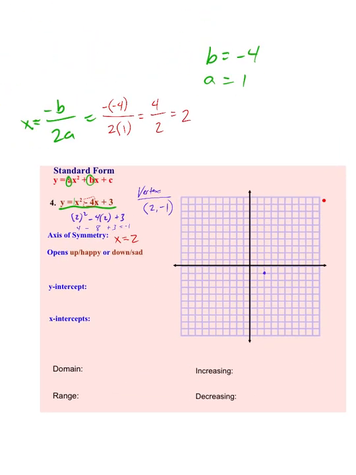Now from there, as far as opening up or down, we already established that the a term here is 1, which naturally means a is greater than 0. So this will open up as being happy. Now the pattern of change, again, is typically 1, 3, 5. And if a is equal to 1, then it just stays at 1, 3, 5, because you always multiply that pattern of change by the a value.